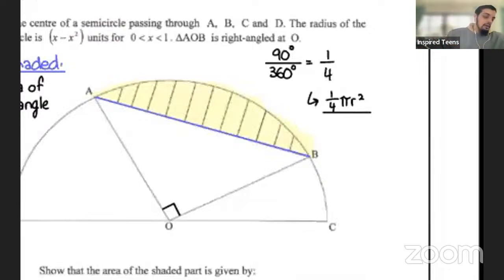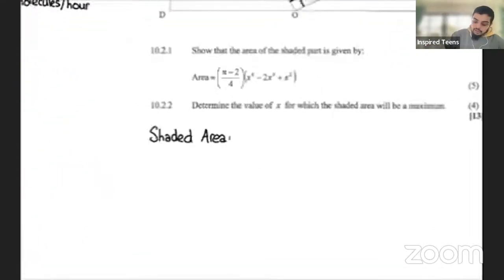Sorry, let me just put this to chart. Cool, right? So that's how we're going to get the area of the shaded region. The shaded area is equal to the area of the sector minus the area of the triangle. Now we're going to write out equations for each one.